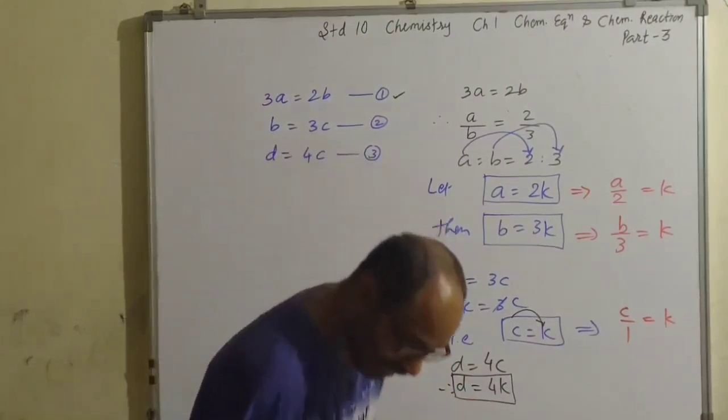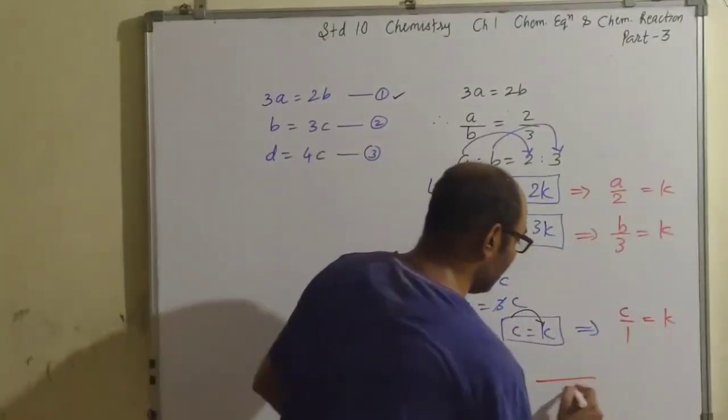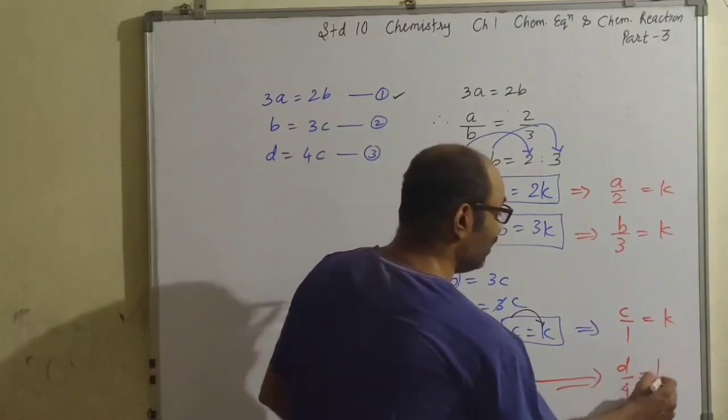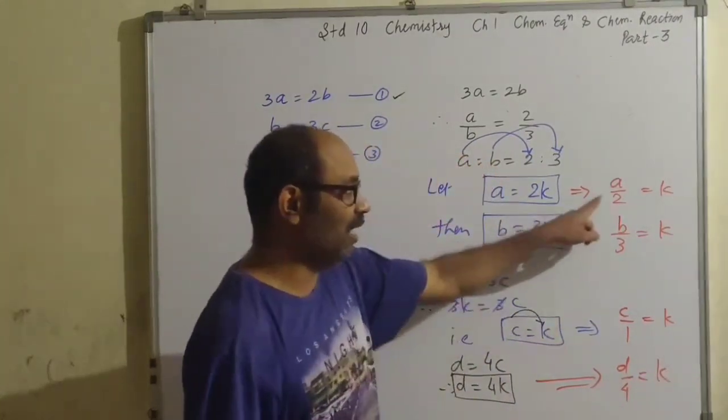But here I want to make K the subject of the formula. So D upon 4 is equal to K. Look at this.